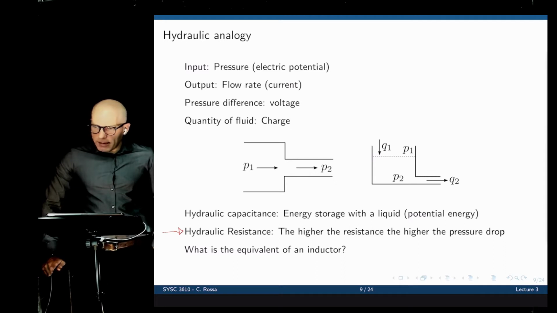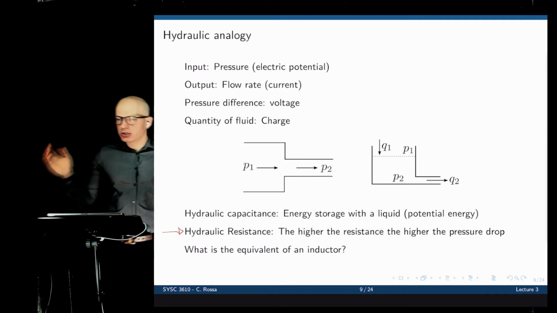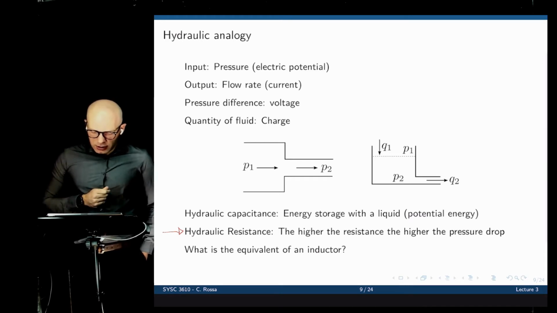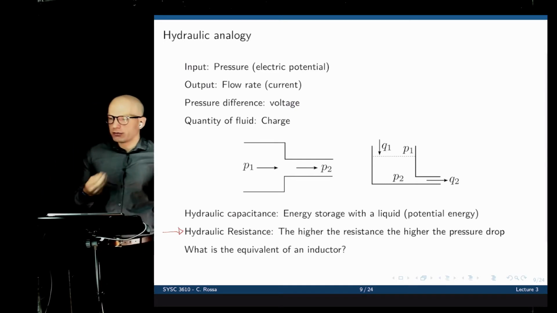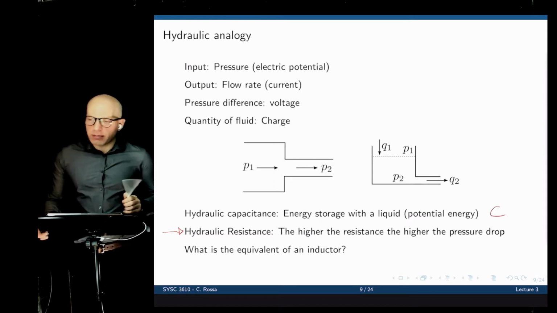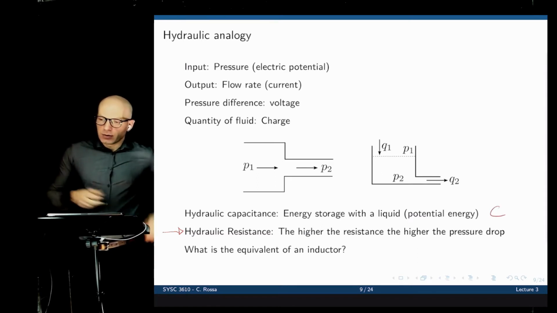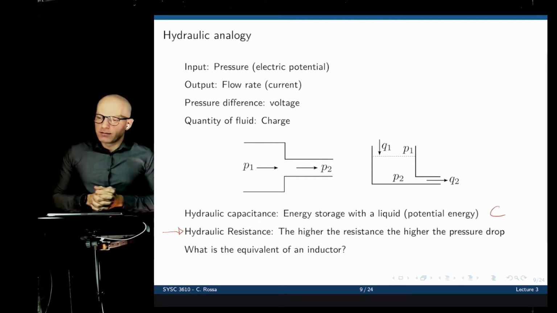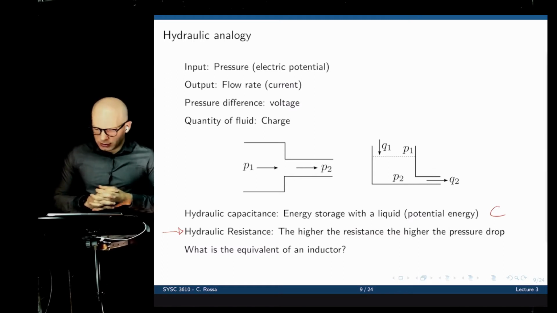The hydraulic capacitance is what would store energy in the form of an electrical field in the electrical system. And here, the potential energy is stored in the form of liquid. So the hydraulic capacitance is our electric capacitance. If we have a tank, we are storing energy in the form of hydraulic system in the tank. And this energy is equivalent to the energy we stored in a capacitor in an electrical system.